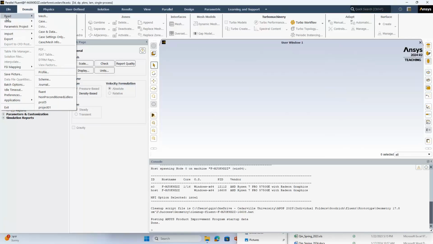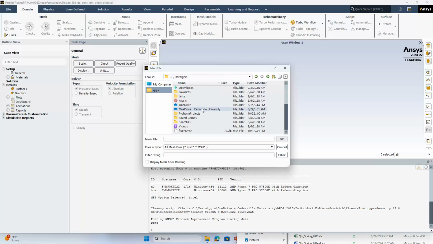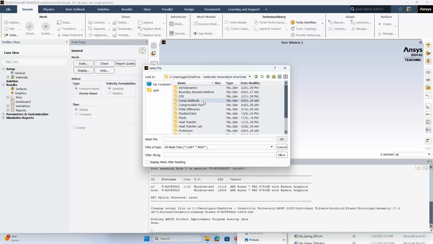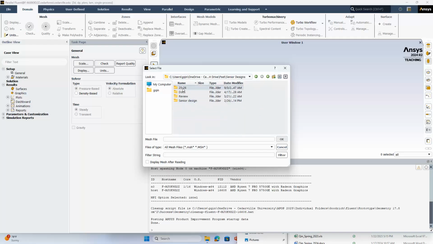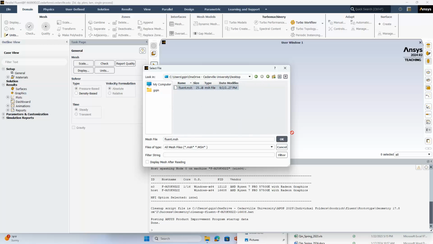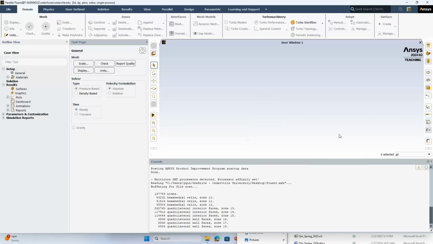Then load the mesh file we created last time. Where's my mesh? Okay, it's somewhere. I believe you also can find yours. It's not here. Interesting. Where is it? Okay, H drive, desktop. Okay, it is here. I read this mesh file into Fluent.